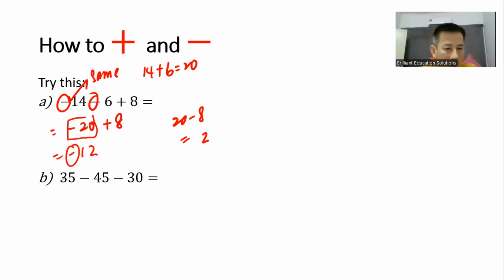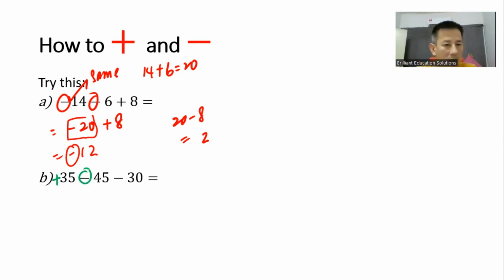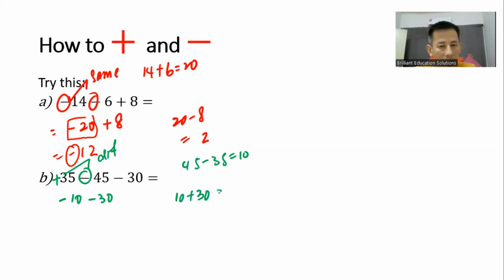Now look at this. Okay, this is plus, minus. So if different sign, 45 minus 35 will give you 10. So it's negative 10 minus 30. Same sign, so plus: 10 plus 30 will give 40. So they will give negative 40.